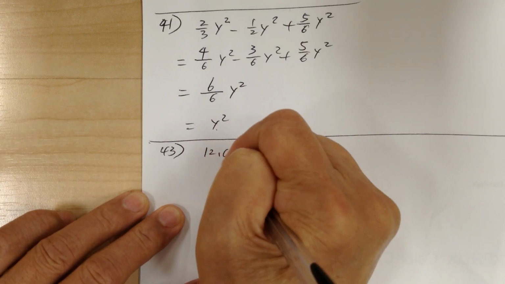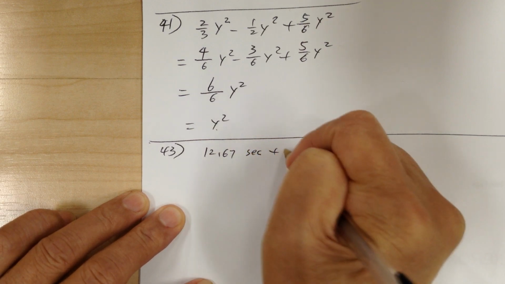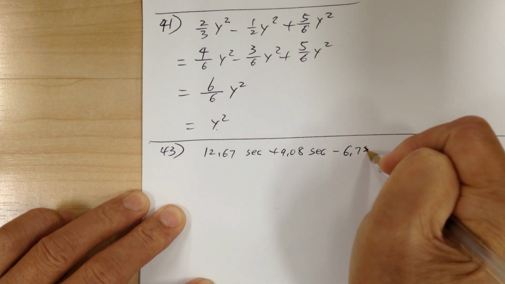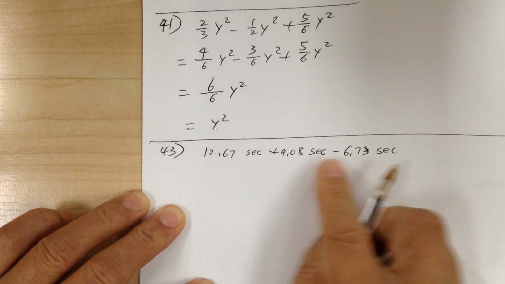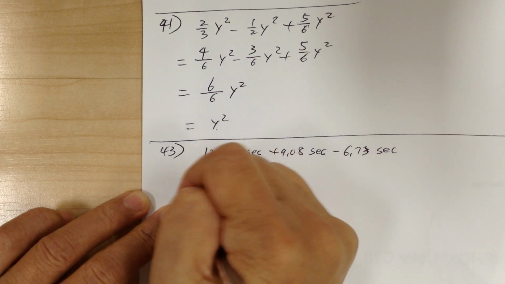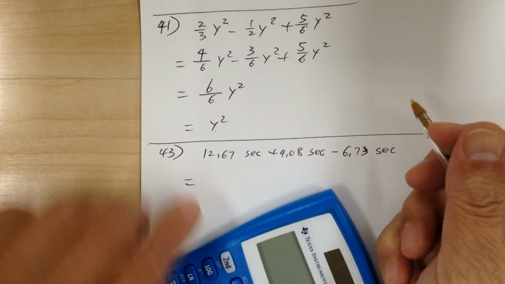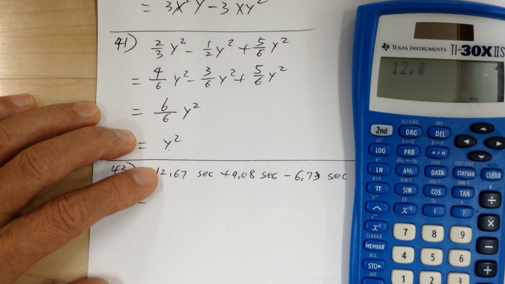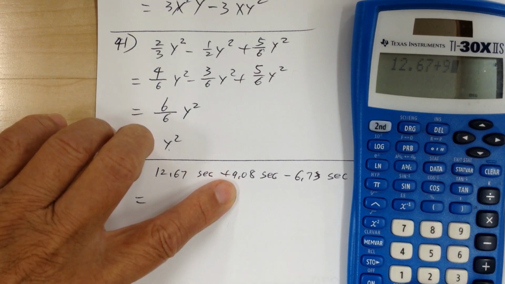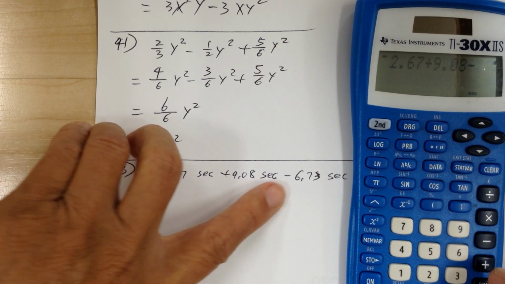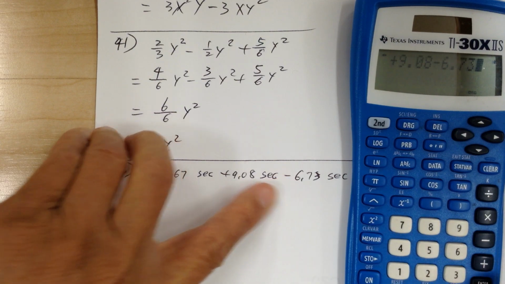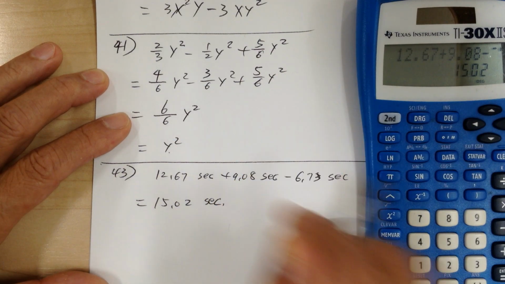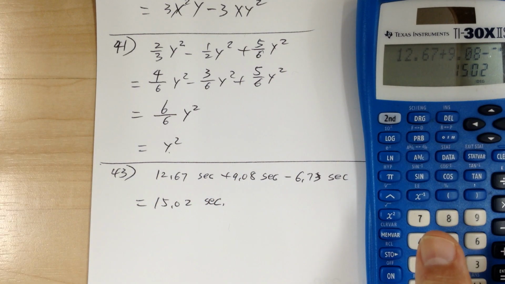Here you have 12.67 seconds plus 9.08 seconds minus 6.73 seconds. So again, this is the variable and label, you can treat it the same way. So this one you can just use your calculator and add this together. Okay. So you've got 12.67 plus 9.08 minus 6.73 equals. So this will equal 15.02 seconds. Okay.